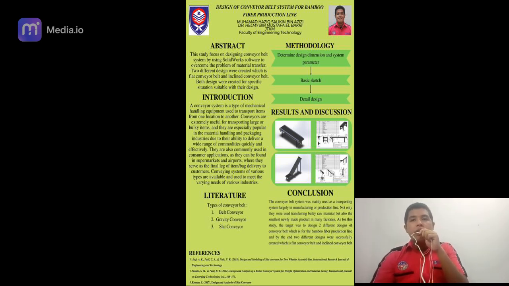As for this study, the target was to design two different designs of conveyor belt for the bamboo fiber production line, and by the end of the project, two different designs were successfully created. The first design is a flat conveyor belt, and the second design is an inclined conveyor belt.